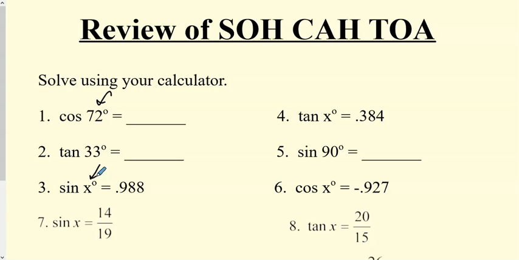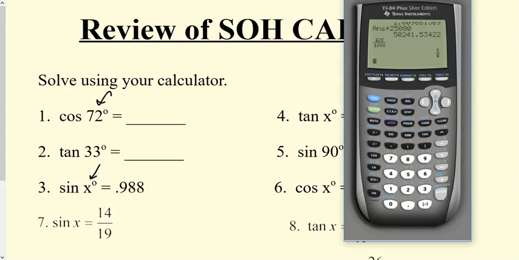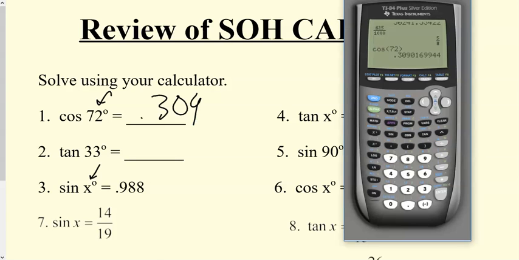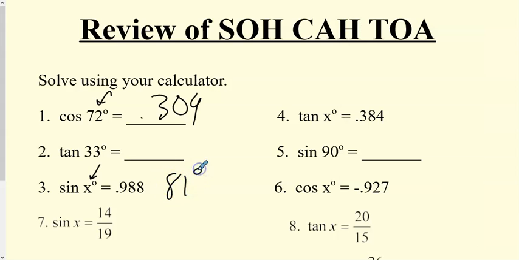And that's really what comes down to in the calculator. There's two different things. So like on number one, if it says cosine 72, all you do is hit the cosine button, you hit 72, and you hit enter. 0.309. If you are missing an angle, like number 3, and it says sine, you hit second. Make sure that arrow is up. Make sure you have the little -1 there, and then you just put 0.988. And you're going to round it to the nearest degree, 81 degrees.